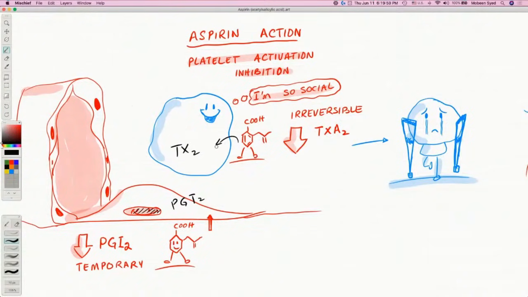So there is a comment asking what dose I recommend daily. So I'm going to talk about the doses right now. Normally, the daily dose is anywhere from 70 to 80 milligrams, which is the baby aspirin.